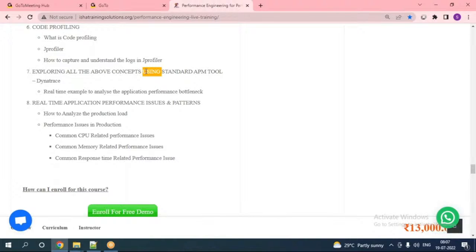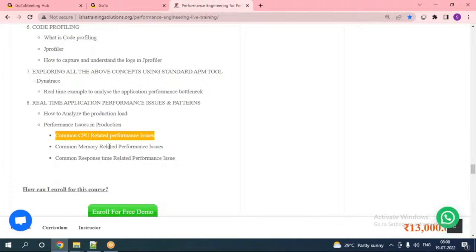So we are going to learn in a detailed way about the Dynatrace APM tool, and then how to analyze your production log, and what the usual problems are with respect to CPU, memory, and response time. That also we are going to learn, because in interviews mostly this question comes. They'll ask what are the usual problems that you faced on the CPU side, memory side, response time level.